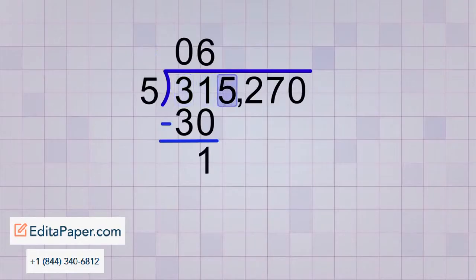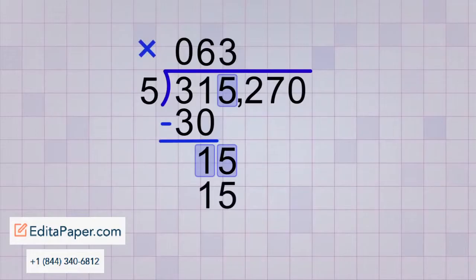Now on to the third digit. We bring a copy of it down to join with the remainder. And we ask how many times will 5 divide into 15? 3. 3 times 5 is 15. And 15 minus 15 is 0. On to the next digit.